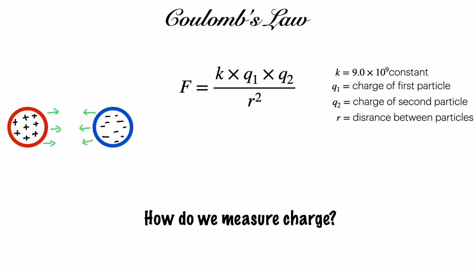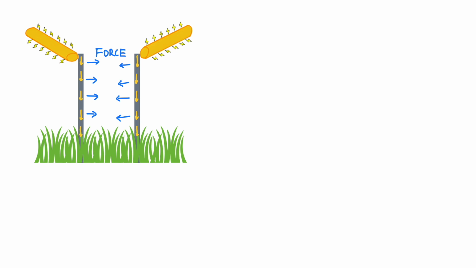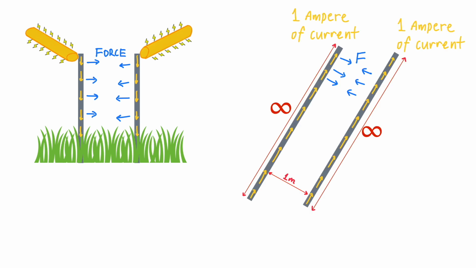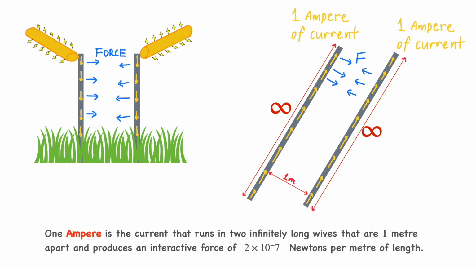But wait a minute, how do we measure the charge of an object? To do that, we must first develop our understanding of current. One of the cool things about electricity is that if we pass electricity flowing in the same direction through two parallel wires, there will be an attractive force between them. With this, we define a unit of current to be the ampere, which is the current required to produce an attractive force of 2 times 10 to the negative 7 newtons per meter of length between two infinitely long wires that are a meter apart.